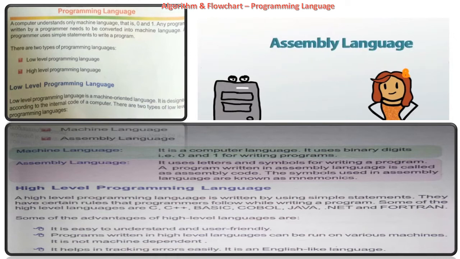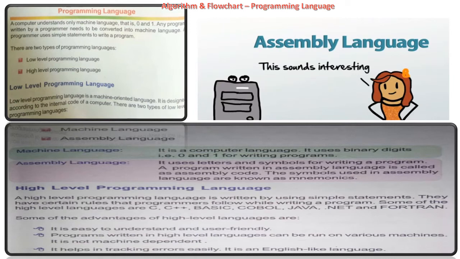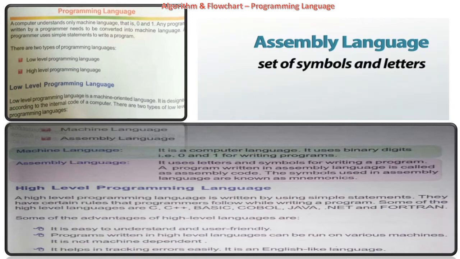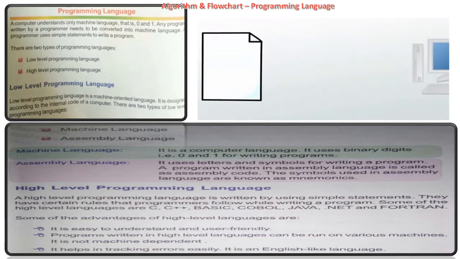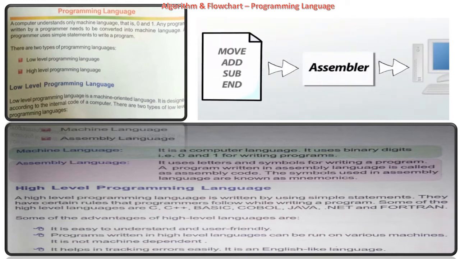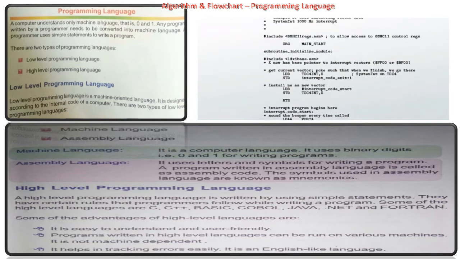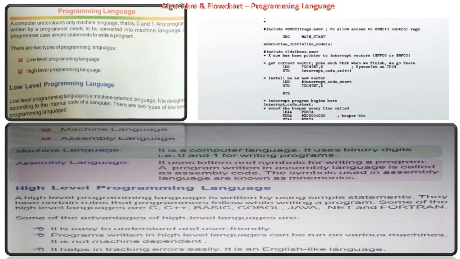Machine language, assembly language. Machine language is a computer language. It uses binary digits, i.e. 0 and 1, for writing programs.